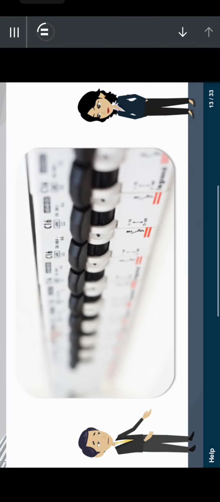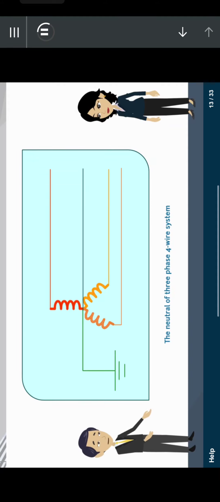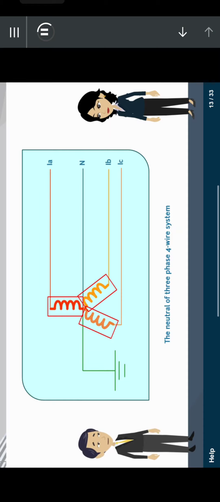To answer your question, what is to be earthed? There are quite a few points to consider. Firstly, the neutrals of all power systems should be earthed, such as the neutral of one side of a transformer of a three-phase bank. As you can see in this image, there are three phases and the neutral point is grounded. The neutral of a three-phase four-wire system. This image shows three phases denoted by IA, IB and IC and neutral N. As you can see, the neutral is grounded, denoted by the green line.